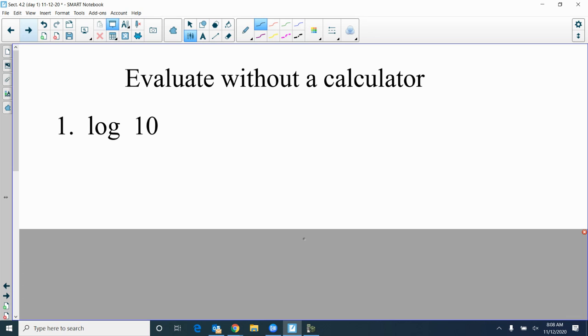All right, you're going to need to know how to do this without a calculator because that gives me your understanding. All right, log of 10. Do you know what that is? Do you know what it's asking? I guess I just need to see that first. All right, Wendy, do you know what the answer is?